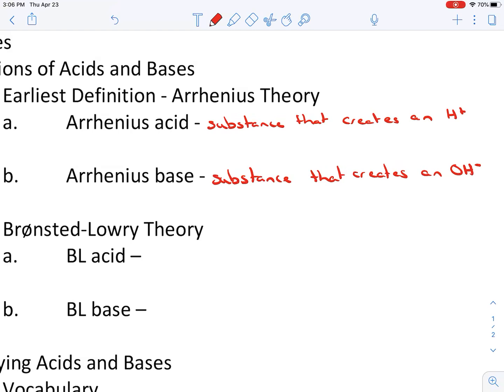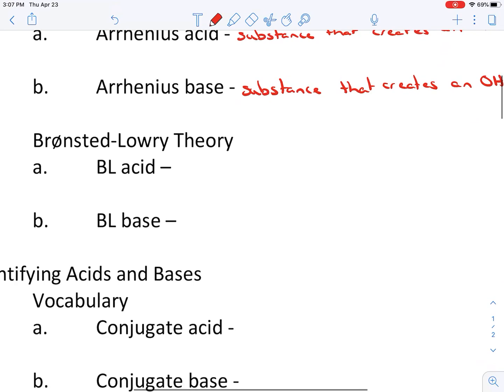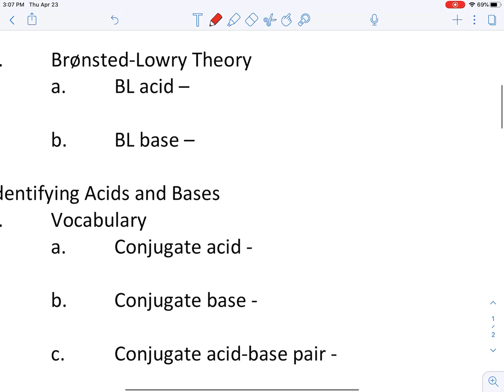And this worked for a few years, but then other scientists came along and had to expand the definition because this was very limited. The Arrhenius acid and base definition was pretty limited to only substances that contain H's and OH's. So they had to revamp it, and that's where Bronsted-Lowry came in. Bronsted-Lowry is the one that we're going to use most often. There is actually another theory on acid and base definitions, but we're not going to use that in this class.